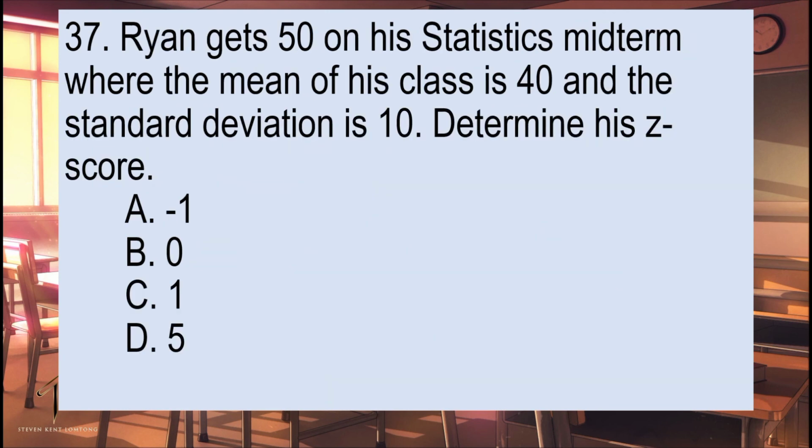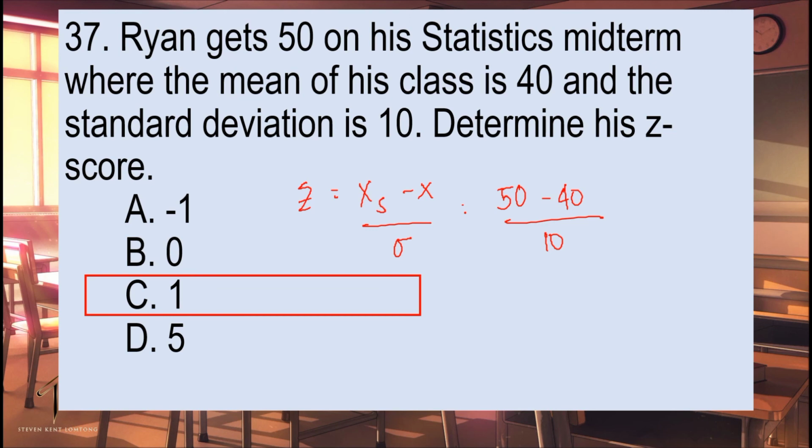Next, Ryan gets 50 on his statistics midterm where the mean of his class is 40 and the standard deviation is 10. So, determine his z-score. Okay? So, our z-score formula is equal to x minus x bar over the standard deviation. So, just substitute. What he got is 50. Then the mean of his class is 40. Then, divided by the standard deviation, which is 10. Therefore, his z-score is equal to 1.